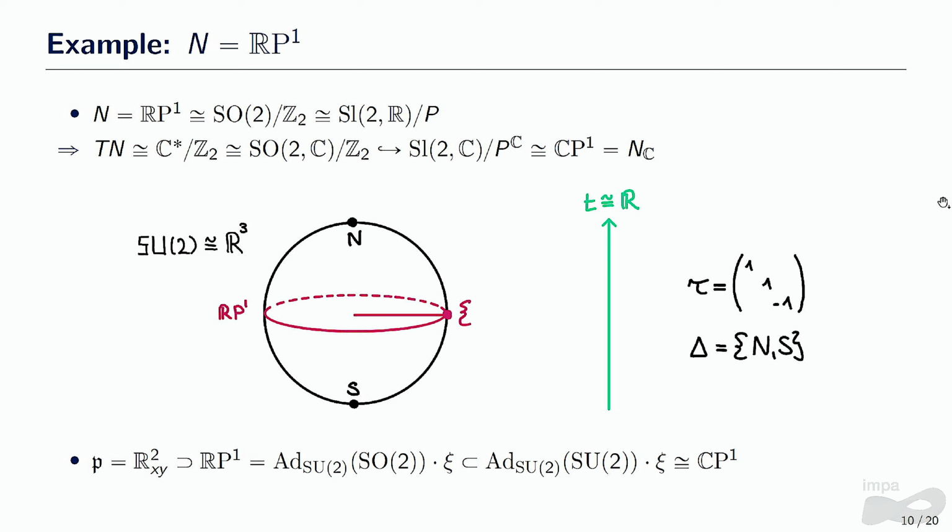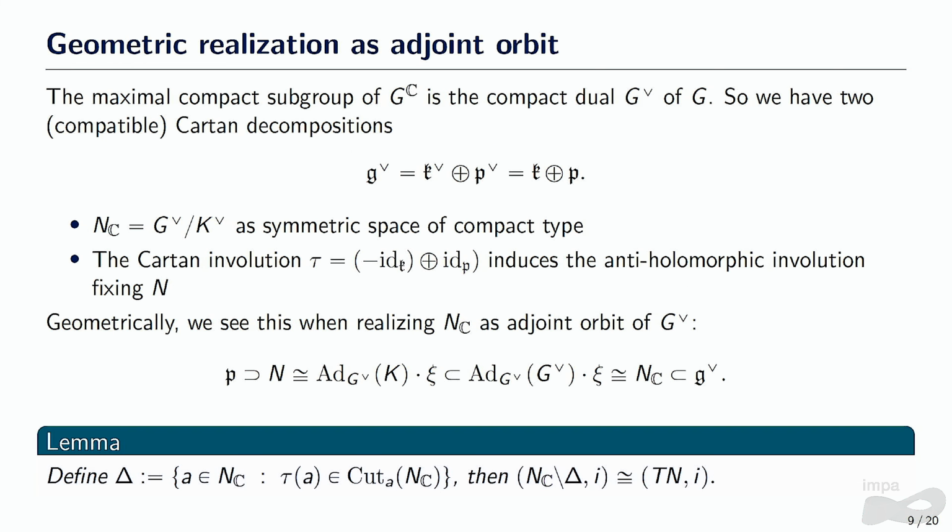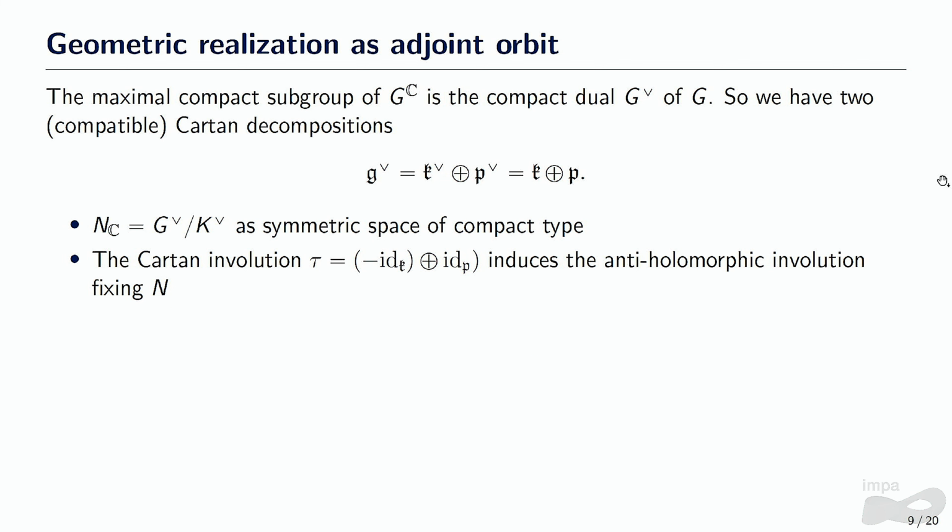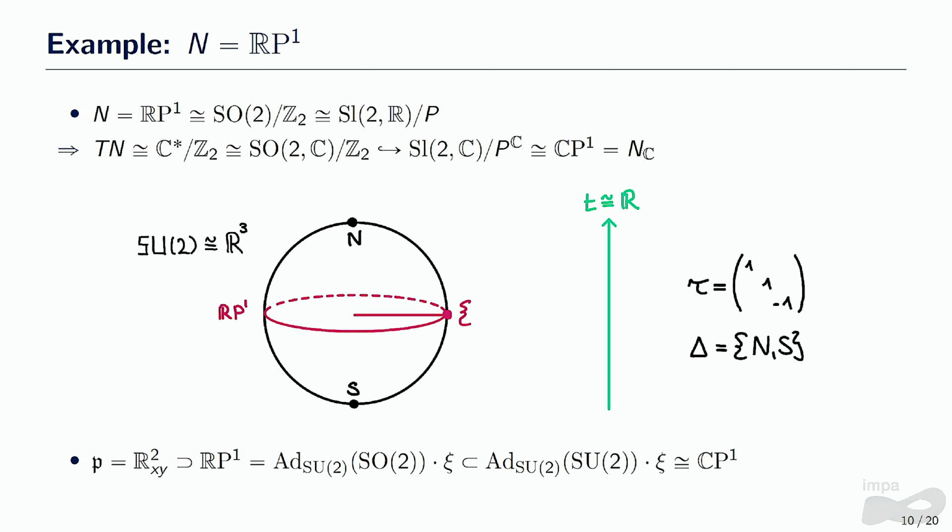And now we wonder what are the points that are not hit by this SO2C orbit. And in the picture, we see that these are really just the antipodal points S and N, which is what I put on the slide before. The set delta, so the points in NC, so that if we apply the anti-holomorphic involution, we get a point in the cut locus of A, so the locus where the shortest geodesic that connects it is not minimal anymore. And the claim is that this is precisely the set we need to cut out of NC so that we get the full tangent bundle.